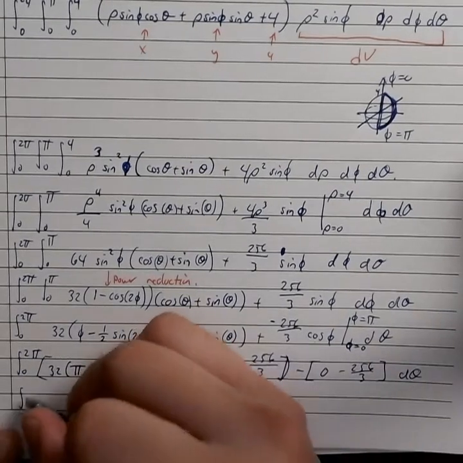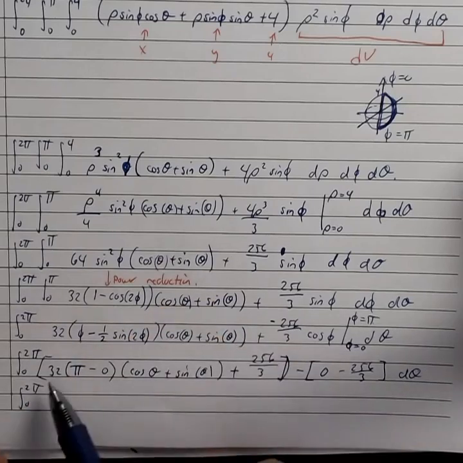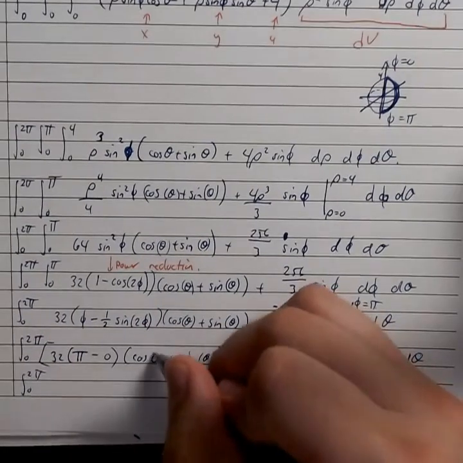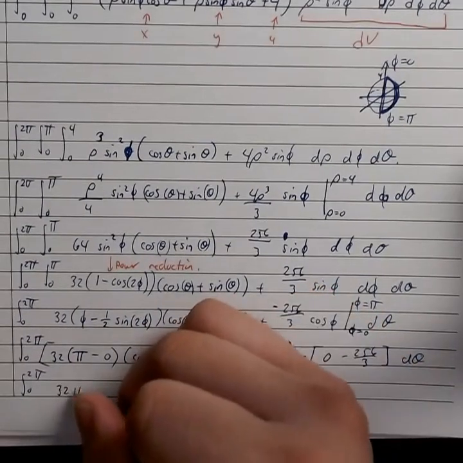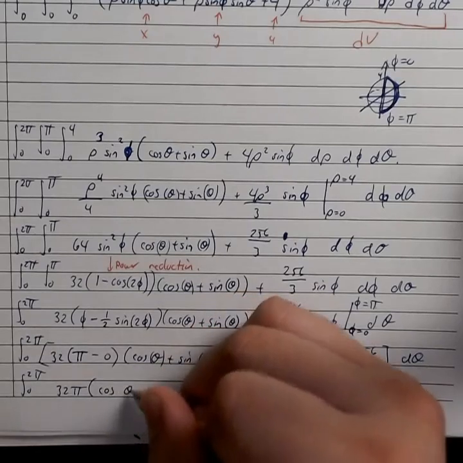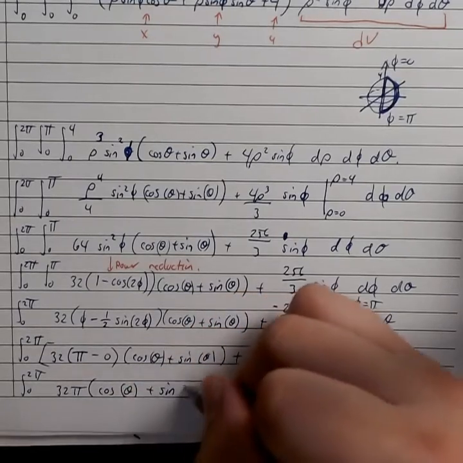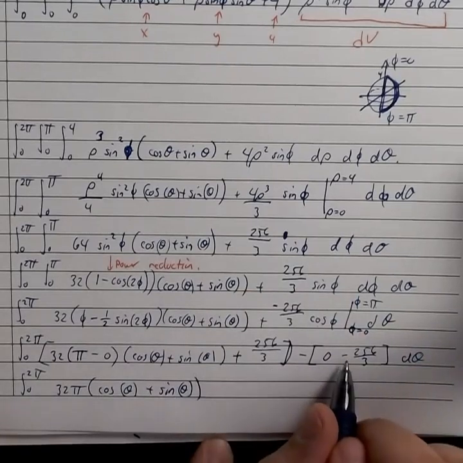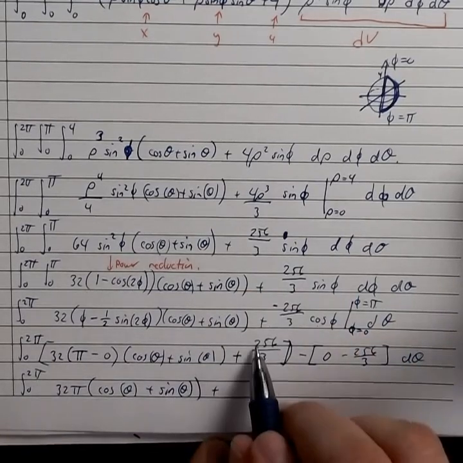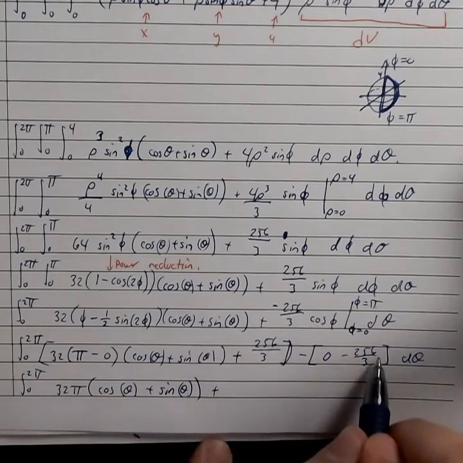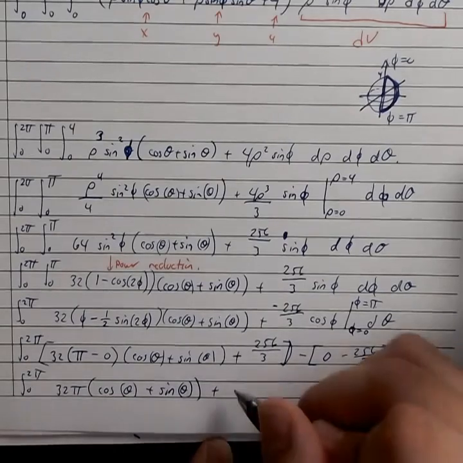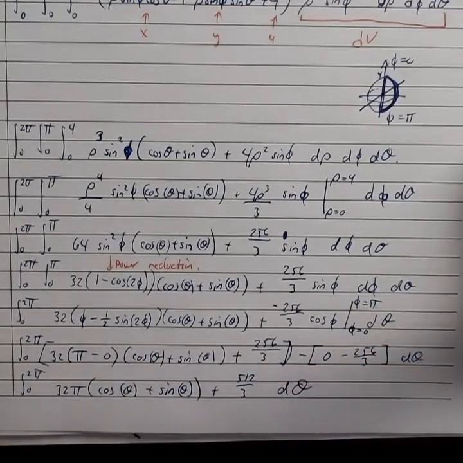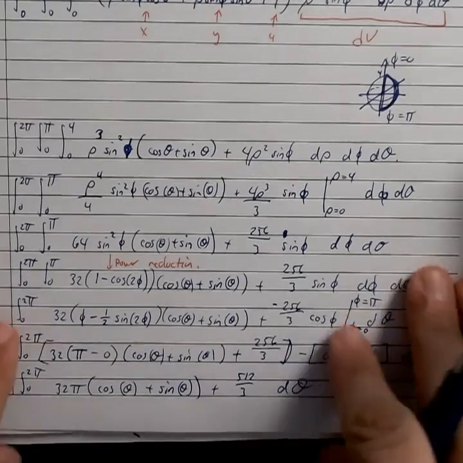Here I can clean that up as the integral from 0 to 2 pi of 32 times pi times the cosine of theta plus sine of theta. 32 pi times the cosine of theta plus sine of theta. Here, minus and minus makes that a plus, so that's going to become plus 256 plus another 256, that's going to be 512 over 3 d theta. All right, we're almost done here.